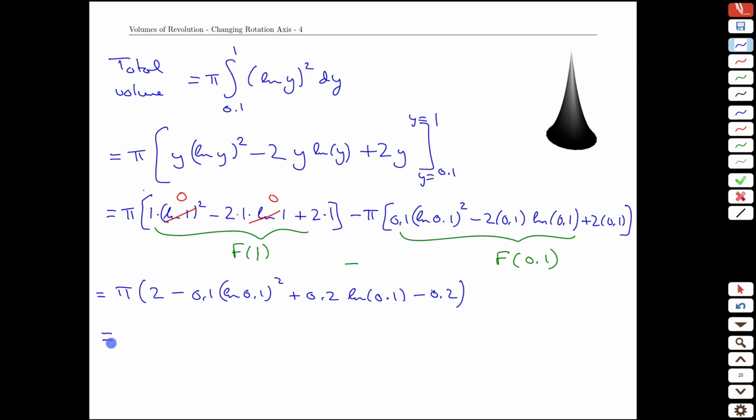And if we sub all that into our calculator, we end up with 2.5432. And if we put all that into our calculator, we get a value of 2.542 cubic units.